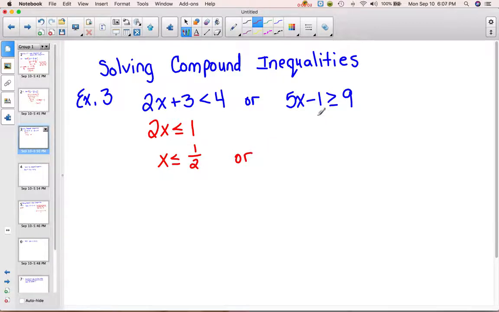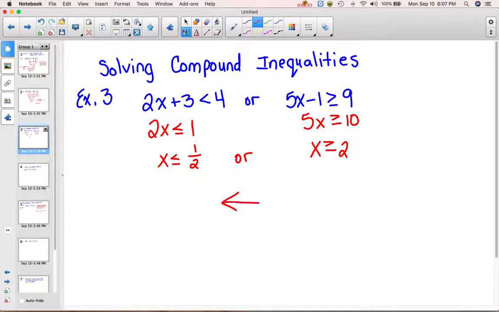And or is actually part of my answer. I'm going to add 1 and divide by 5. The answer is 2. So here's my answer. X is less than or equal to 1/2, or X is greater than or equal to 2.